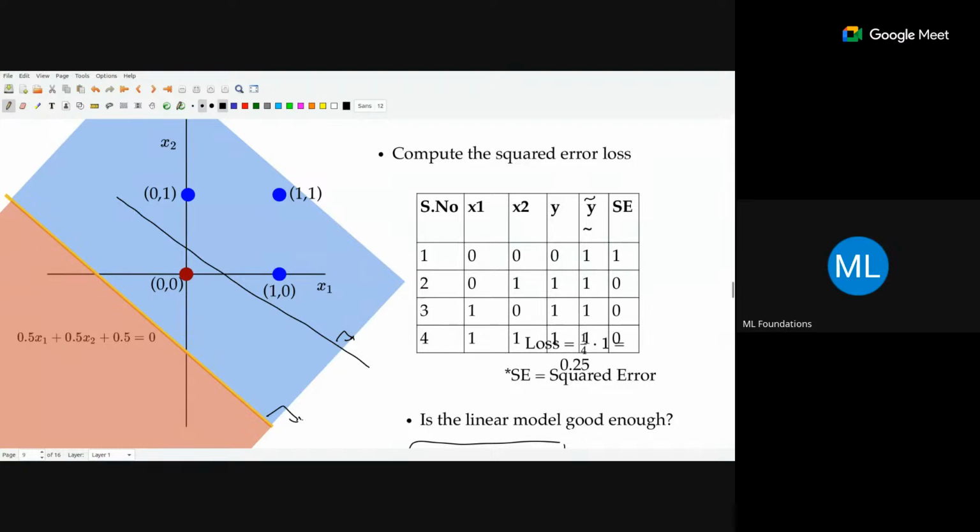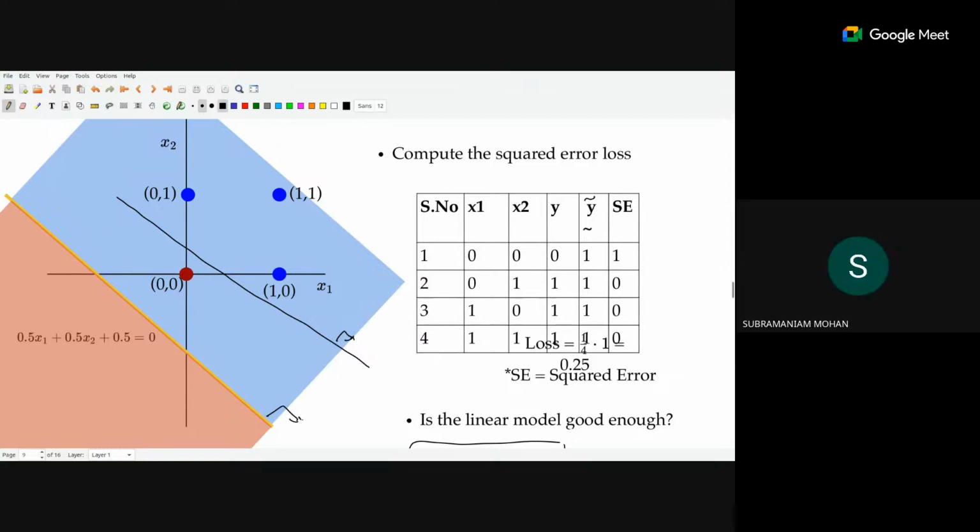Our question is whether this particular model, whatever this line says, is correct. It doesn't show that way, right? And that is why this is not a good enough model to say that anything above this line is blue and anything below this line is brown.